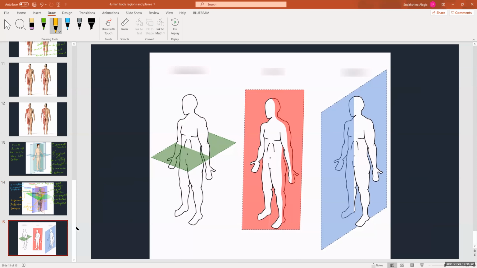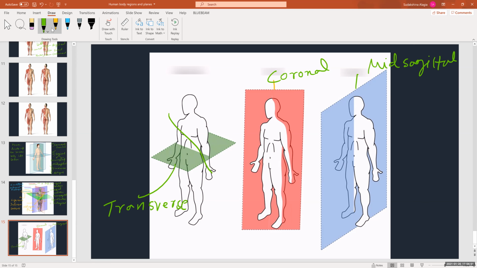Okay, so here you can take a look at which plane we are referring to. This is coronal. This is mid sagittal. Remember, there is a parasagittal as well. And this is transverse. If it was tilted, you'll call it oblique. These are the anatomical planes.